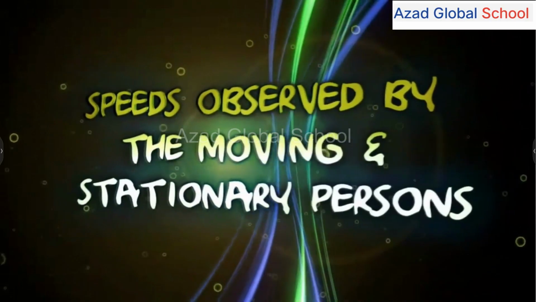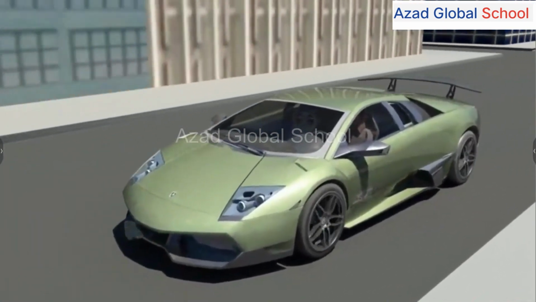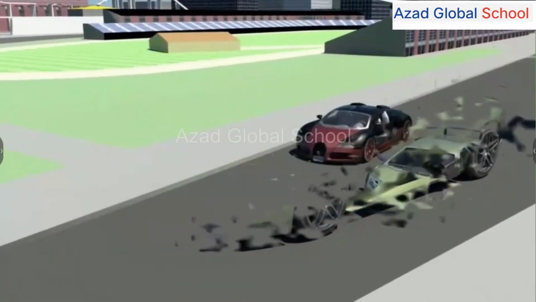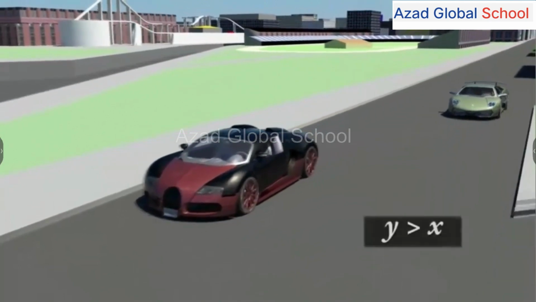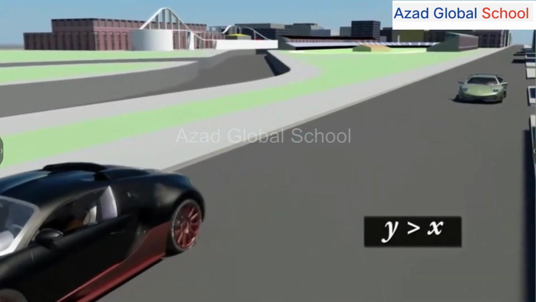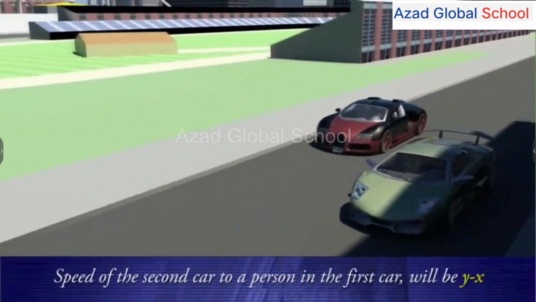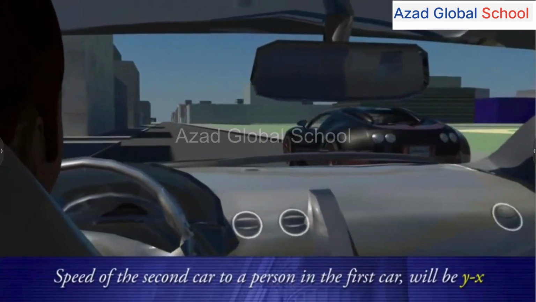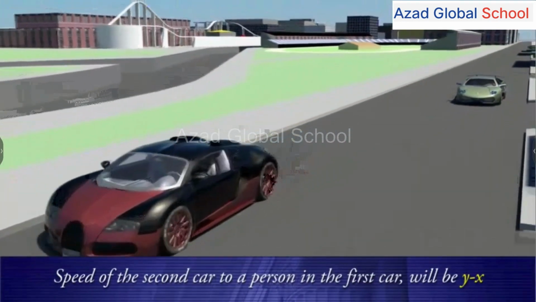Speeds observed by the moving and stationary persons. Now let us go back to the earlier example. Suppose the first car was moving with speed x and the second car was moving with speed y, where y is more than x. Then, the speed of the second car to a person in the first car, that is, moving with speed x, will be y minus x from the previous discussion.